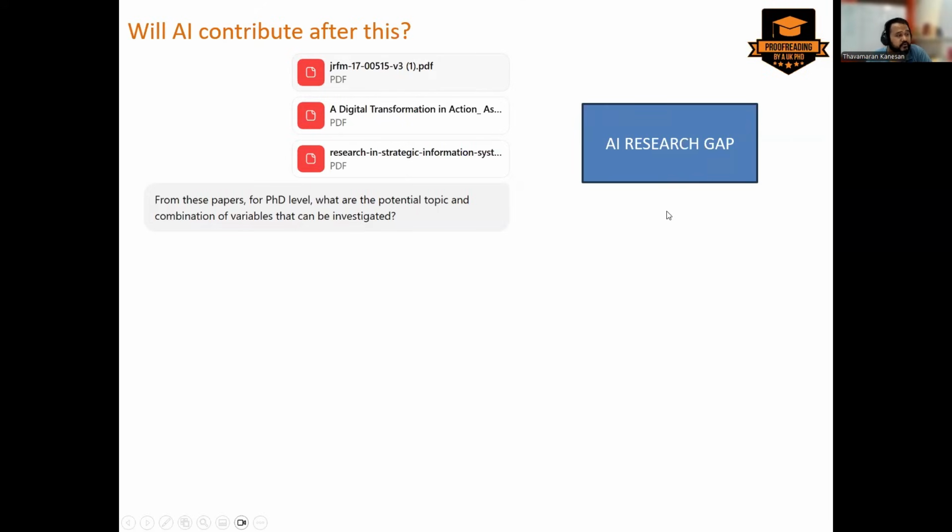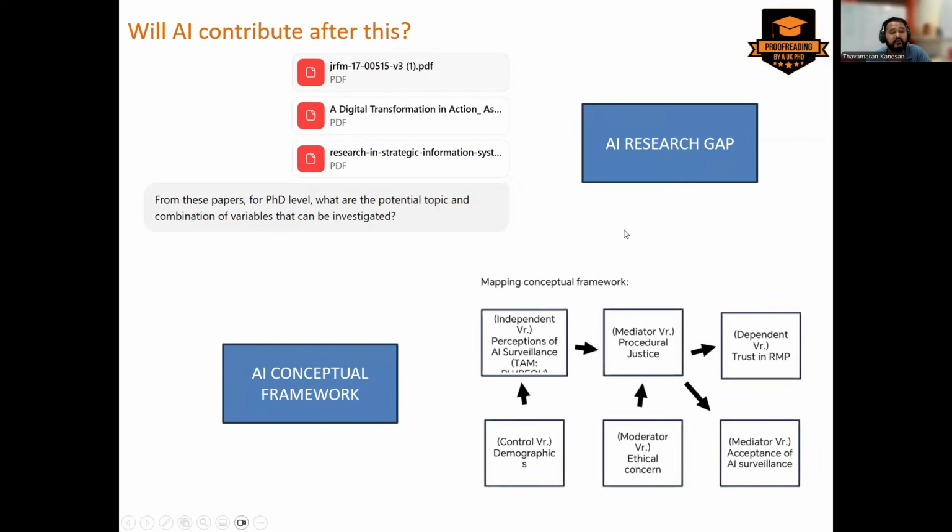And please also don't use AI to draw your framework. This is another failure. This was two weeks ago, a proposal defense failure. For those who are in quantitative, you will understand better: IV, control variable, mediator, moderator, dependent variable. Although these are all recycled, everything here is recycled, the worst part is AI went and placed the mediator here. The student just copied and pasted everything.